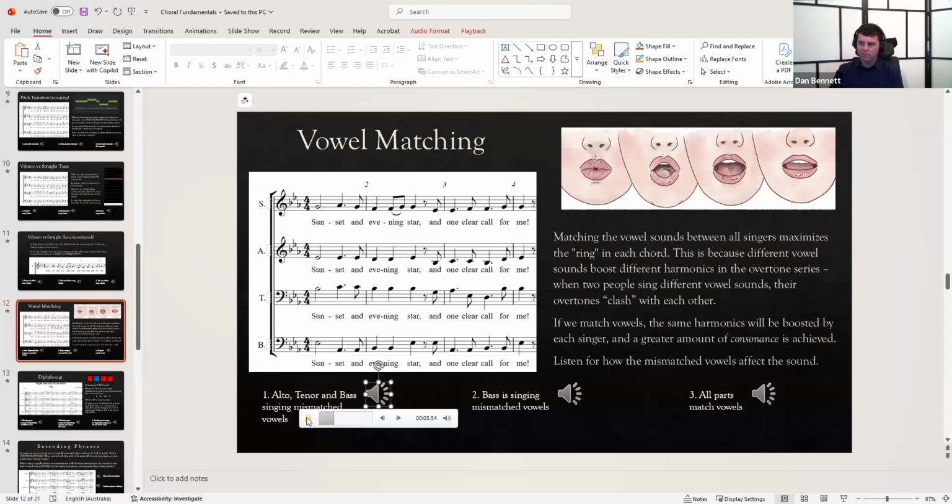Sunset and evening star, and when clear pale for May.